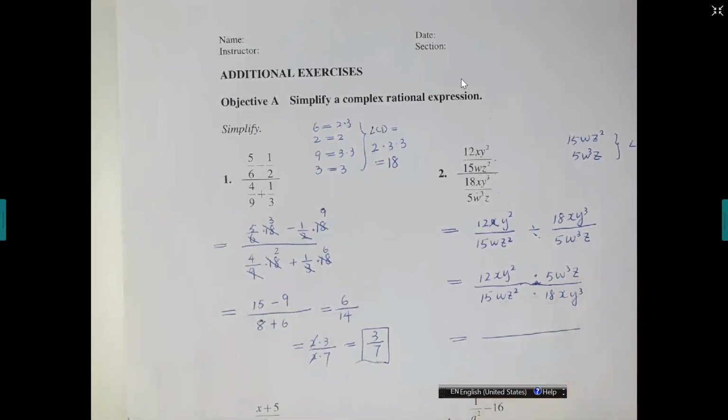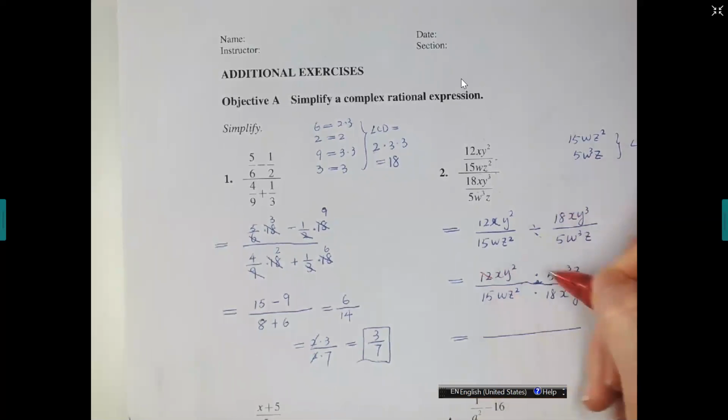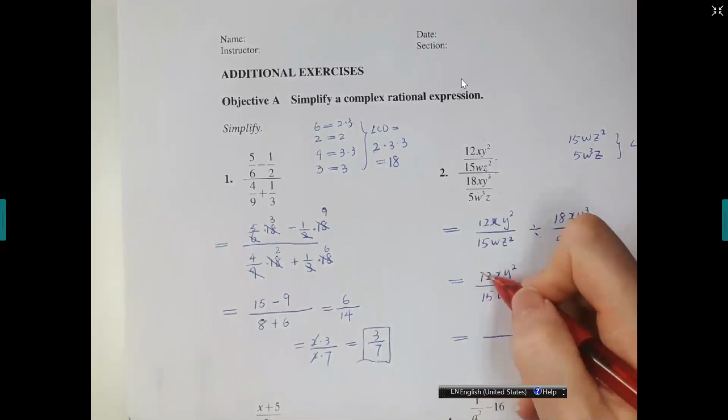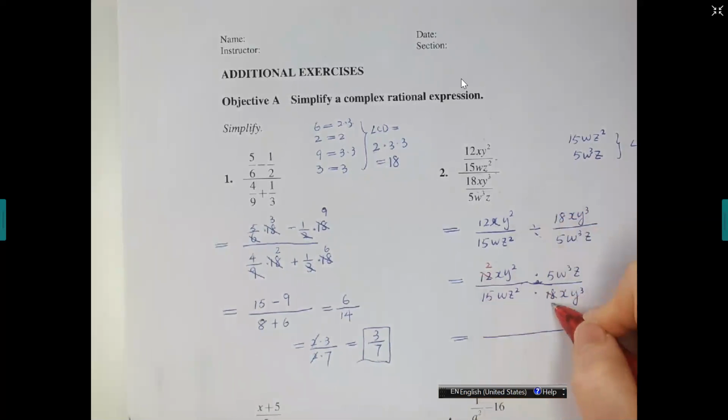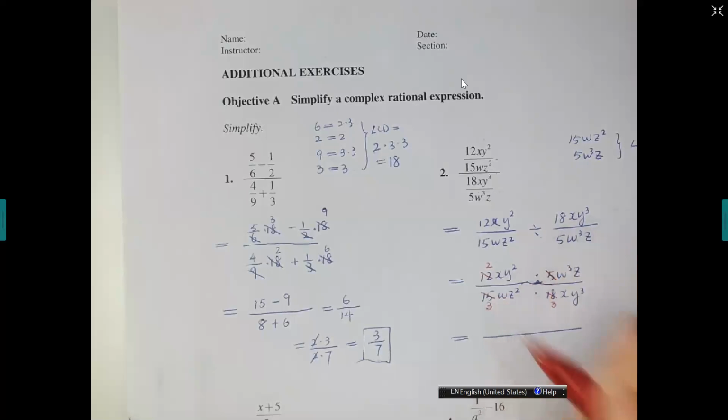Do we see anything in common? Okay, so I see 12 and 18, both of them can be divided by 6. So divide by 6, I have 2 here, and this one I have 3. Just look at the number. 5 and 15, both of them can be divided by 5. 5 divided by 5 is 1, we don't have to write it. 15 divided by 5, that's 3. So that cancels the coefficient part.